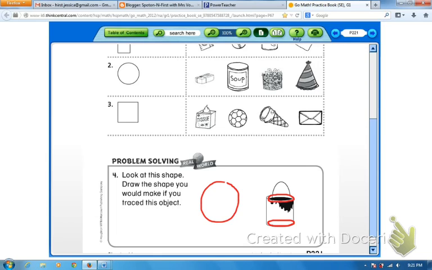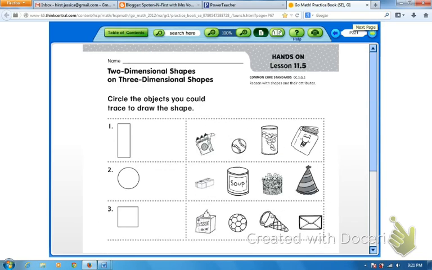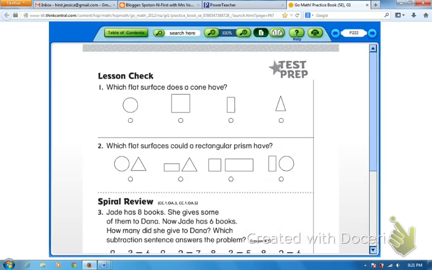On the back side of the homework, which flat surface does a cone have? First, we have to know what a cone looks like if you need to draw it or get out an object that looks like a cone. We would see that the flat surface is down here at the bottom. If we traced it, we would get a circle.